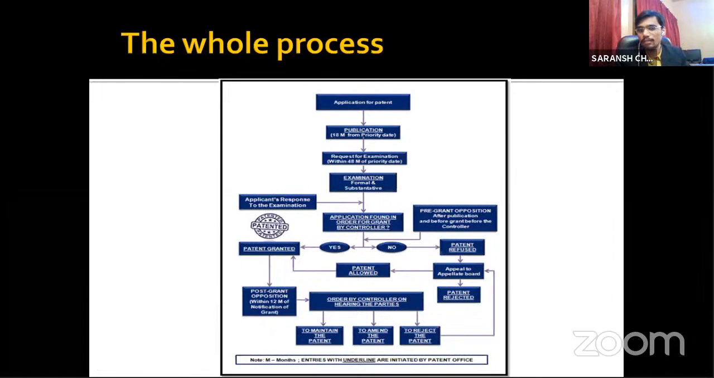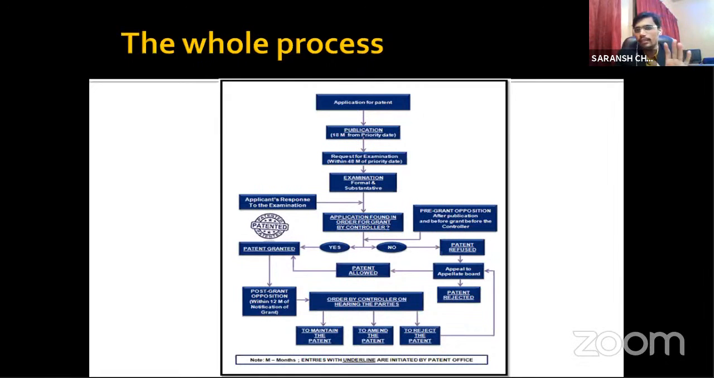So you are getting a right to appeal to the appellate board. Patent allowed, granted; not allowed, rejected. Again, you can go for the IPAB or something. You can also go for a writ petition, which is not mentioned here. You can also go for the post-grant opposition, order by controller to maintain the patent. All these processes have been discussed, right? So this is the whole process which we discussed in a glimpse.